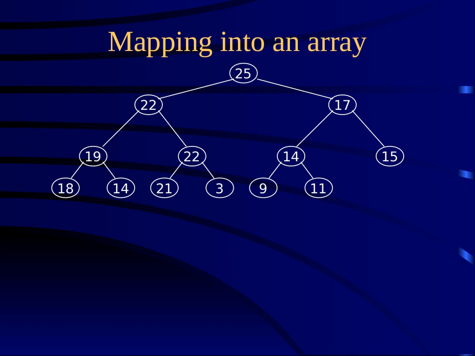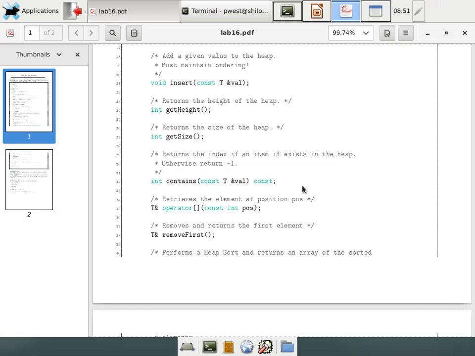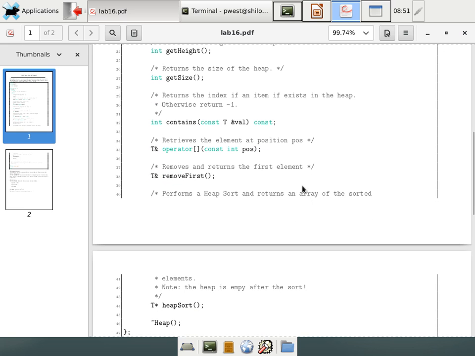Now, if we're trying to find out if 9 is inside of this heap, how do we go about doing that? You're gonna have to look through every node. There's no easy way. It's not like a binary search tree where you can search for it in log N time. You have to go through every node. So contains is an O of N operation. Don't try and be tricky here. Just make your for loop and get it done.